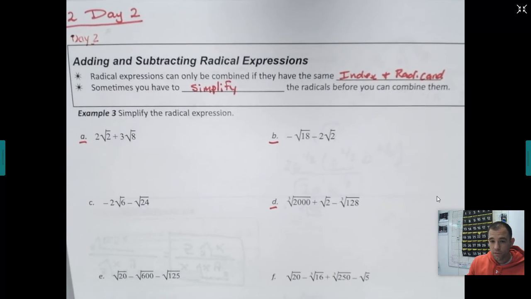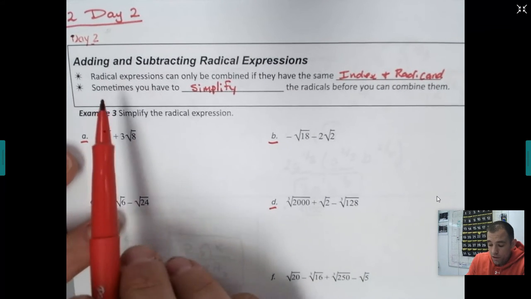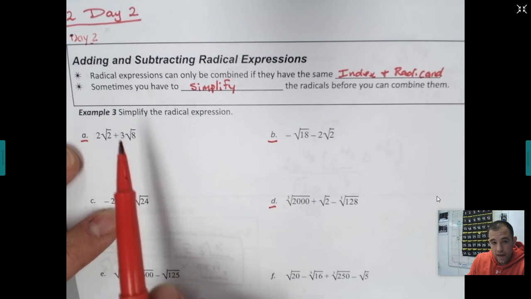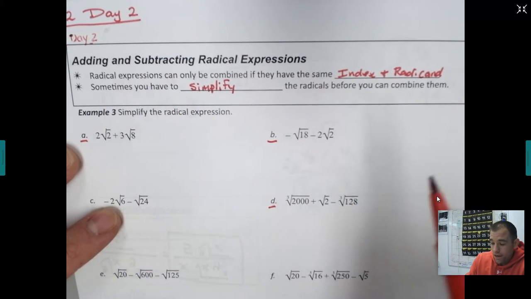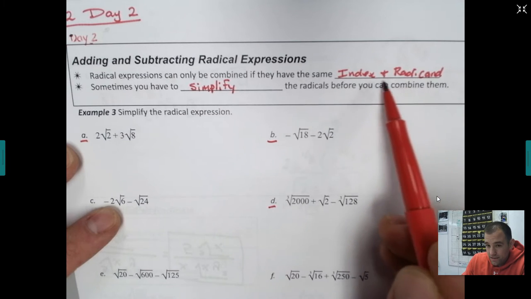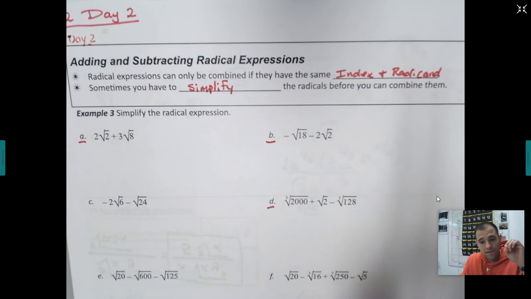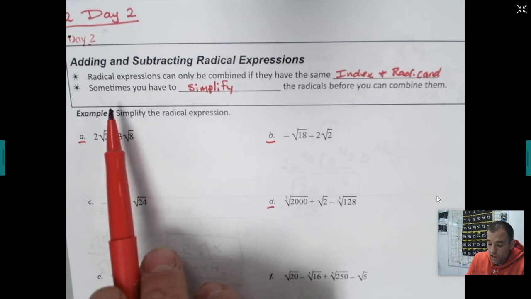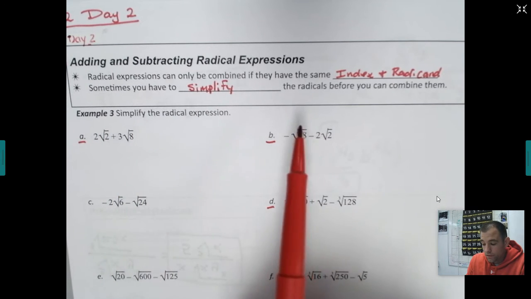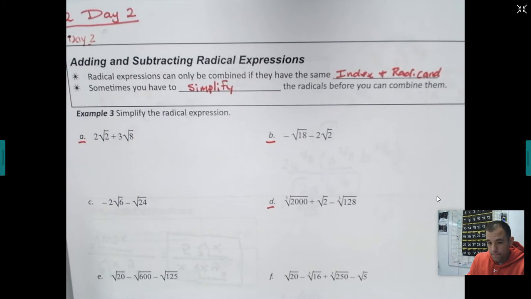Okay, so we're going to start with adding and subtracting. And up here are the rules when we add and subtract. The first thing is radical expressions can only be combined if they have the same index and radicand. Remember, the index is the little number in front of the radical, and the radicand is the part inside. Those have to be the same for us to add them. Sometimes you're going to have to simplify the radicals before you can combine them. So we're going to do 3 examples here.